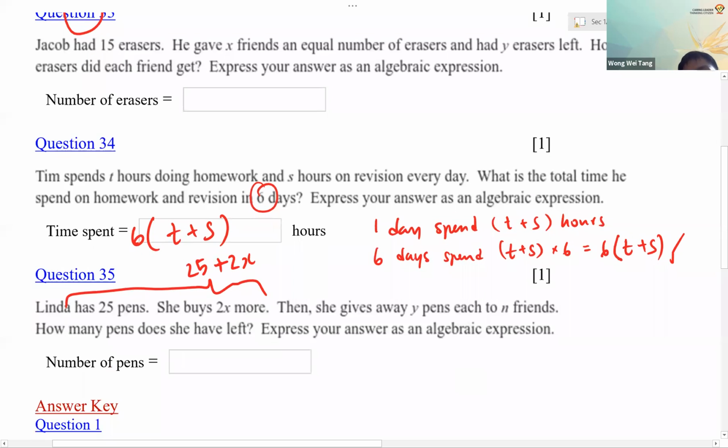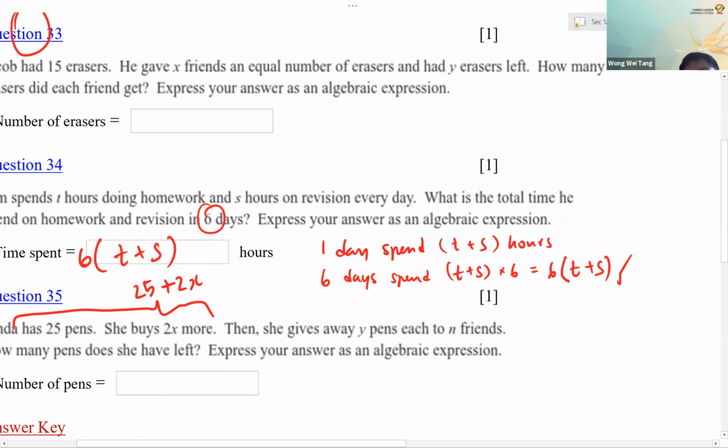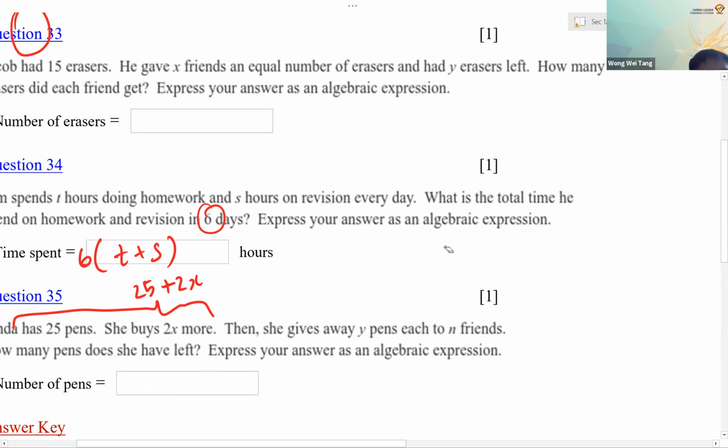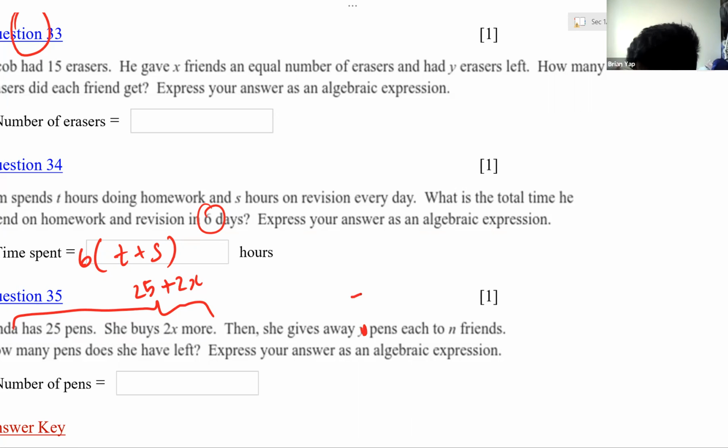But what happened? She gave away y pens to each of n friends. How many pens does she have left? Okay, so Brian, are you ready for the next part? Yes. Okay, she gave away y pens to each of n friends. Let us change some of the numbers. If it is not y, choose a number that you like. 7. Okay, let's say she gave away 7 pens each to how many friends? N. Okay, change it to a number that you are comfortable with. 10. Oh, wow. 10 friends.